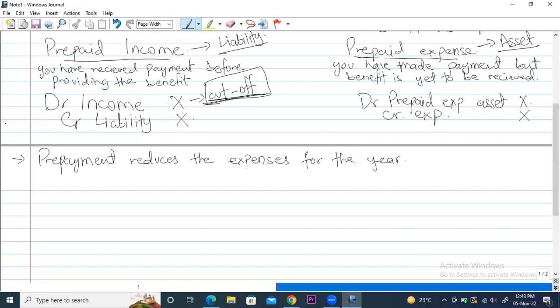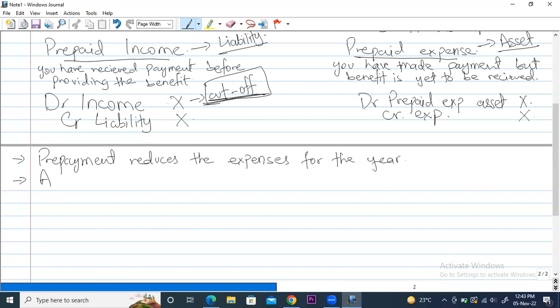This is prepayment. And remember that accruals always increase the expenses for the year. Accrual always increases the expenses for the year. Why? Because it's an obligation on us, it's a burden on us, that we have to make that expense payment. So that's why it increases the expense over here.